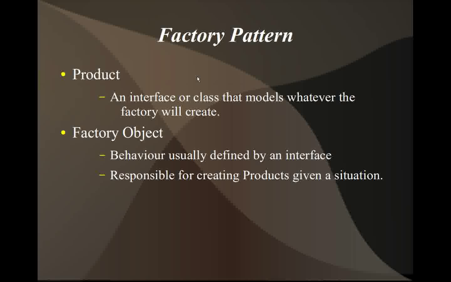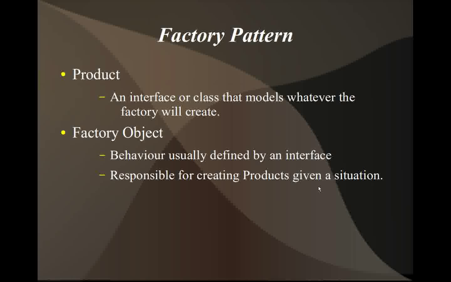So let's take an example from the standard edition of Java. One of the classes is the document builder, and the document builder is the factory, and the product is the document. So that is an example of a product, and likewise the document builder is the example of a factory, which is the second thing we need here. The factory object is responsible for creating products given a situation.